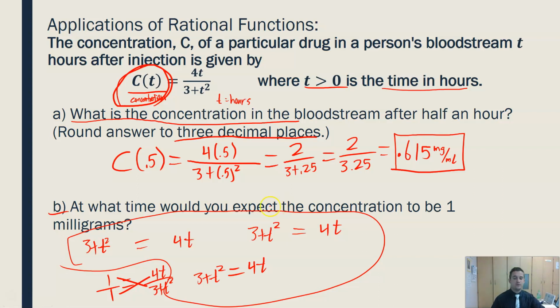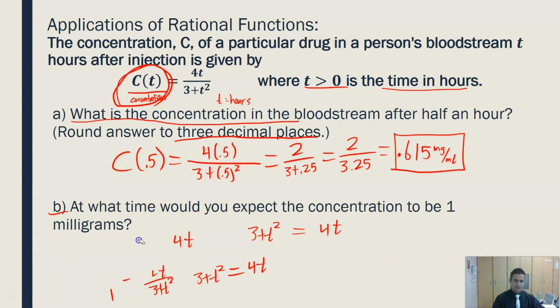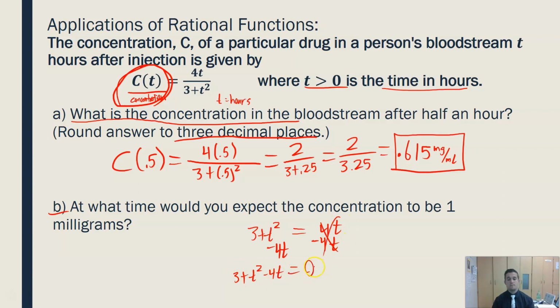So I need to solve for t, because I want to find what time I would expect the concentration to be 1 milligram. Okay, so I have 3 plus t squared equals 4t. Well, this is a t squared. This is a quadratic function, so I'm going to need to get everything on one side and set it equal to 0. So I'm going to go ahead and subtract 4t on both sides, which gives me 3 plus t squared minus 4t equals 0. I need this to be in standard form, so I'm going to go ahead and write it as t squared minus 4t plus 3 equals 0.